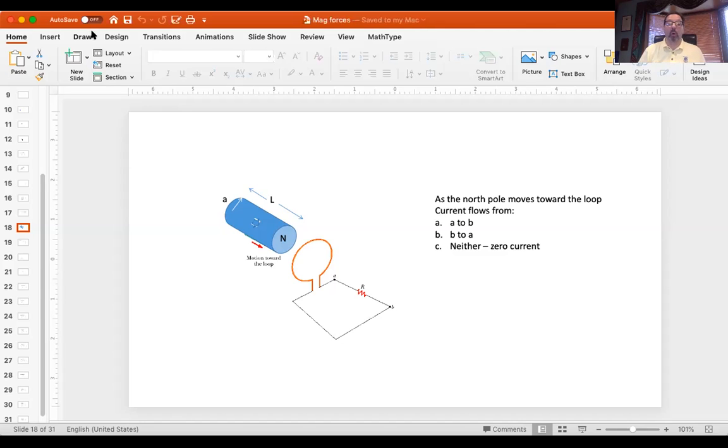All right. And so your choices, of course, are the current is either going to go from A to B, it's going to go from B to A, or you can decide that because you're not moving the loop, there's no current. So go ahead and put your answer in.